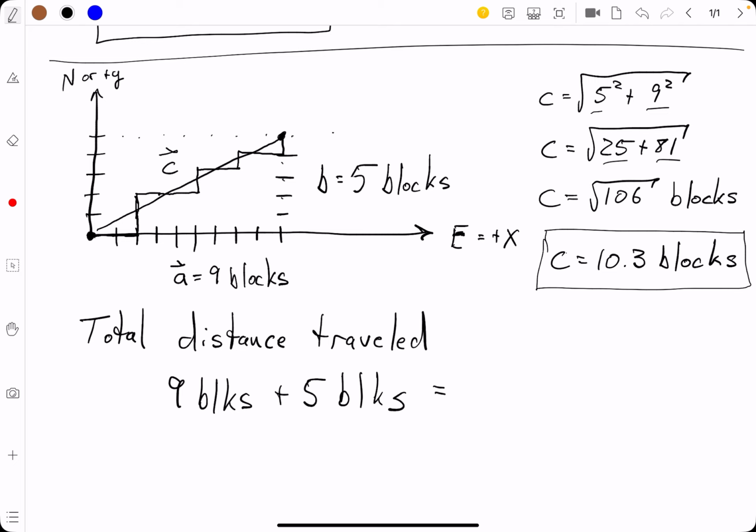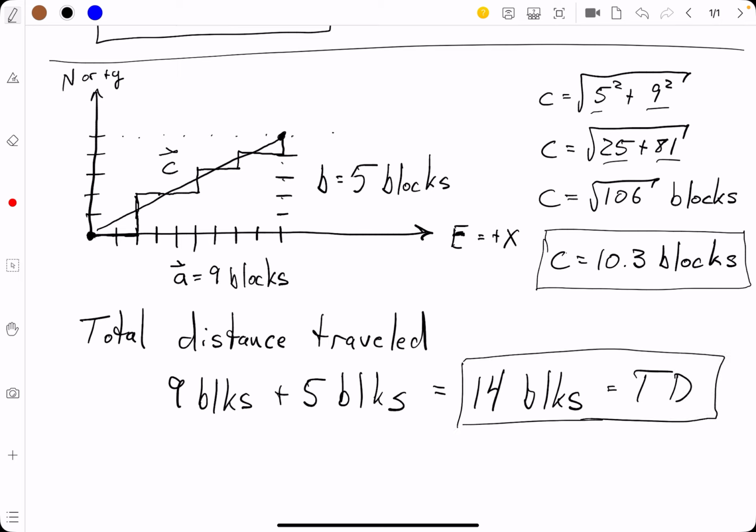So our total distance is 14 blocks. Okay? That's our total. This is equal to the total distance. I'll just call it TD. All right? So this is a simple way to think about it.